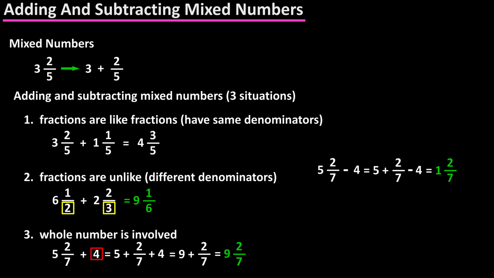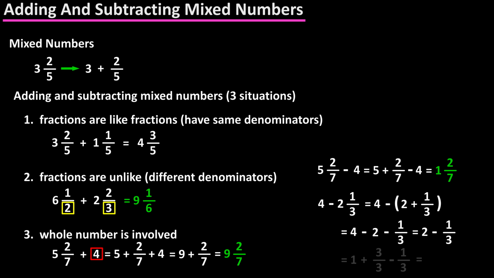If you're subtracting a mixed number from a whole number, such as 4 minus 2 and 1 over 3, we would write that as 4 minus the quantity 2 plus 1 over 3, and distribute the minus sign to get 4 minus 2 minus 1 over 3. 4 minus 2 is 2, and that gives us 2 minus 1 over 3. From here we can borrow from the 2 to get 1 plus 1 minus 1 over 3. We can convert the 1 to 3 over 3, which gives us 1 plus 3 over 3 minus 1 over 3, and this gives us a final answer of 1 and 2 over 3.